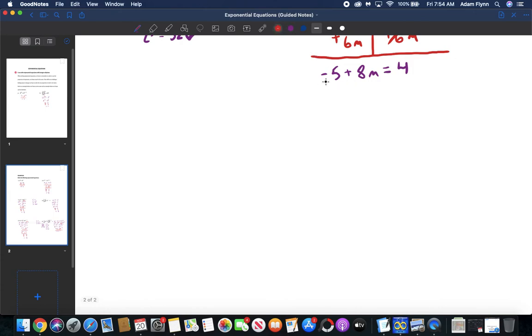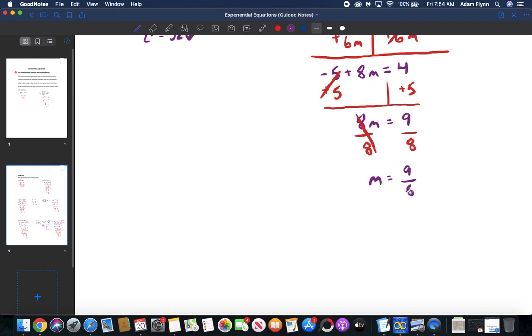I can add 5 to both sides. Fives cancel on the left side, so I'm left with 8m equals 9. I can divide both sides by 8, so my final answer is going to be m equals 9/8. For all these problems, we're going to need our exponent properties.